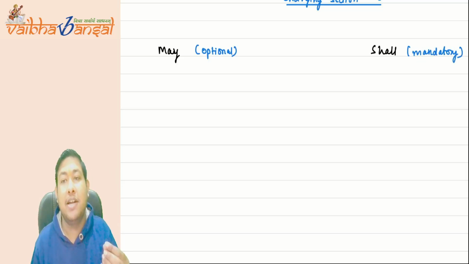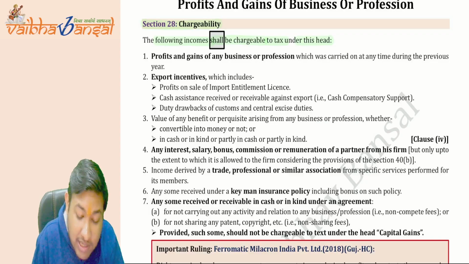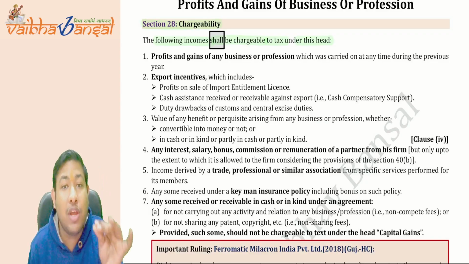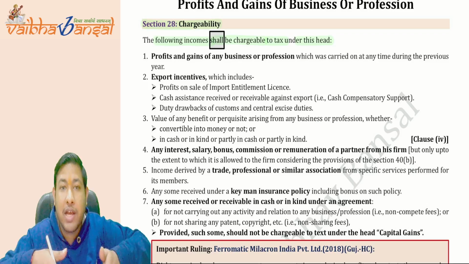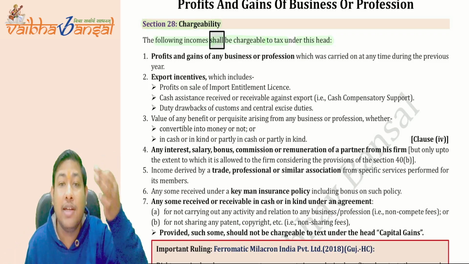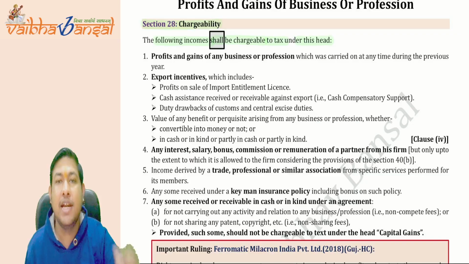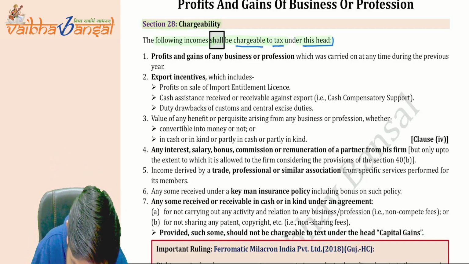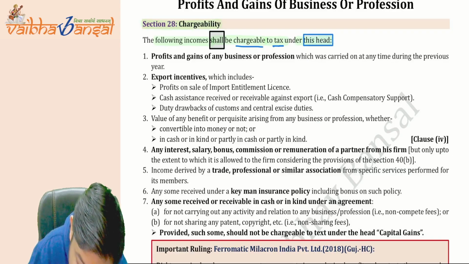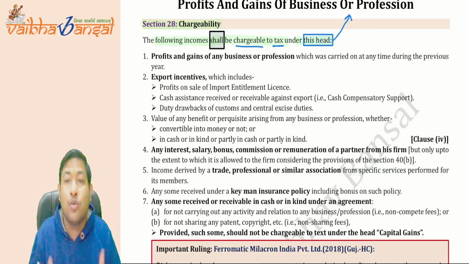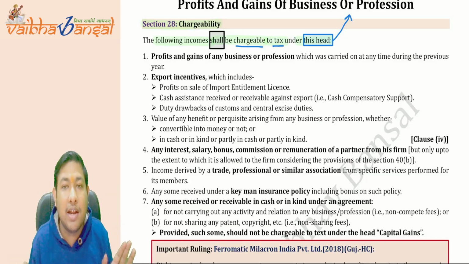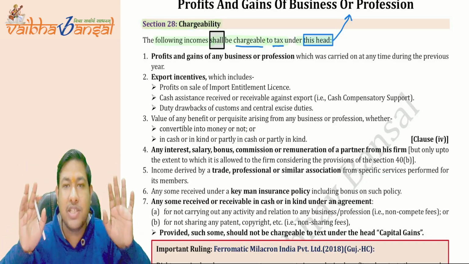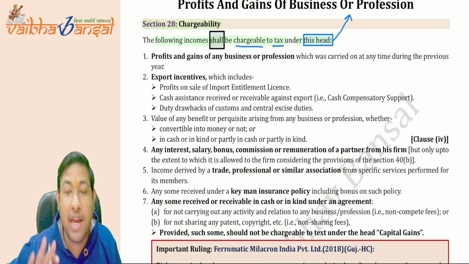Okay, it has a mandatory charge. See, what the government is saying is that the following incomes, whatever we are quoting here, shall definitely, 100%, mandatorily be chargeable to tax under this head. What is the head? This head is the PGBP. So whatever we are quoting here will definitely be charged under the head PGBP and not any other head.